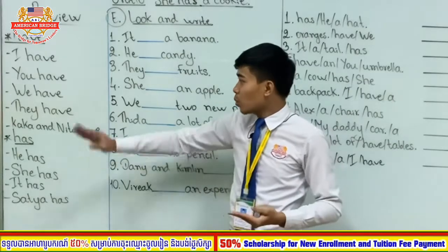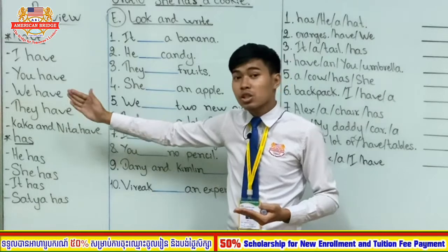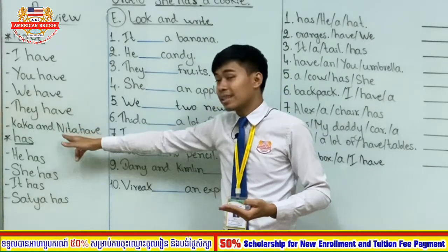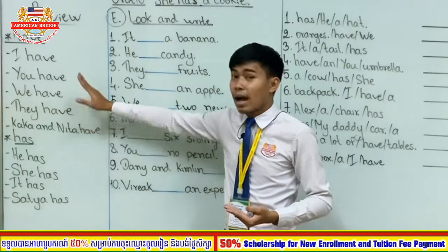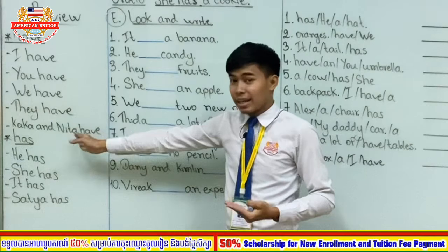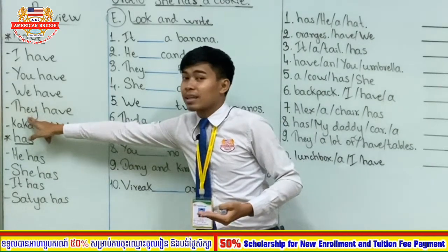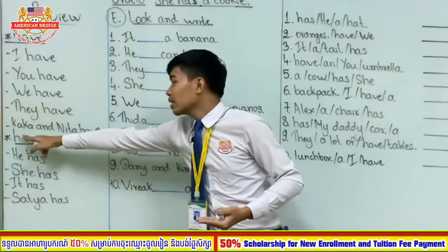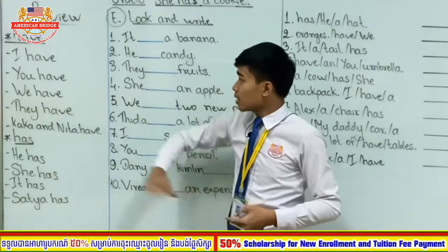Okay, so when the subject is I, you, we, they, or a plural subject like Kaka and Nita, two or more people, we have to use have. I have, you have, we have, they have, Kaka and Nita have. So Kaka and Nita, there are two people, so it means like they. Okay, so they means Kaka and Nita, right? Because two people. Okay, so that is have.